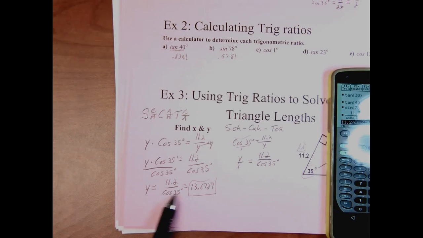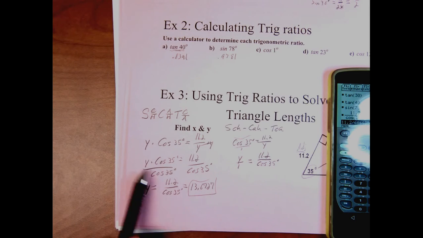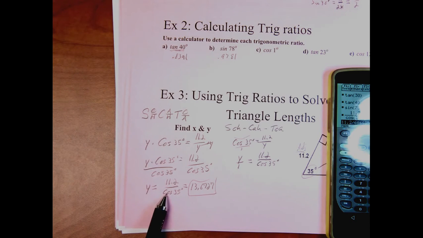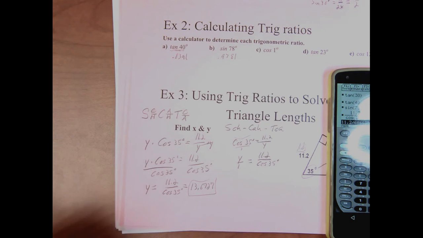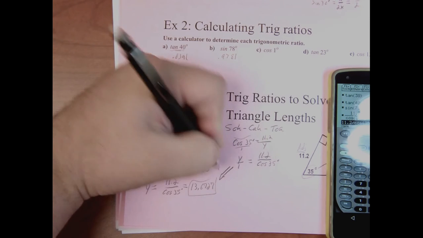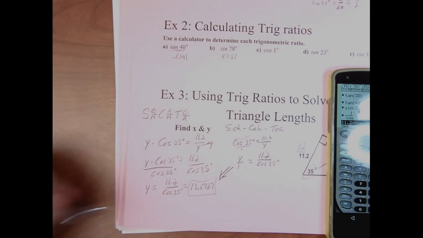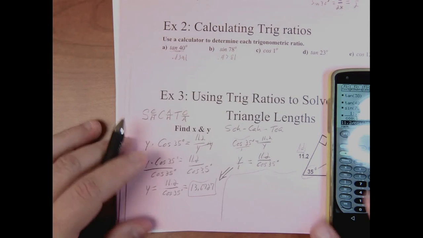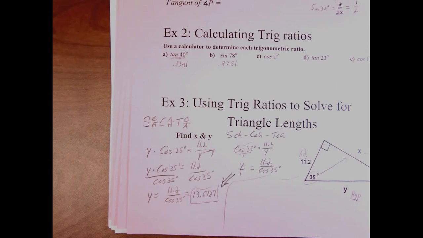And notice, it's the same exact setup that you have here, right? Y is equal to 11.2 over cosine 35, same thing here. So you're going to get the same answer. So I'll point and say, hey, it's right there. Same answer.